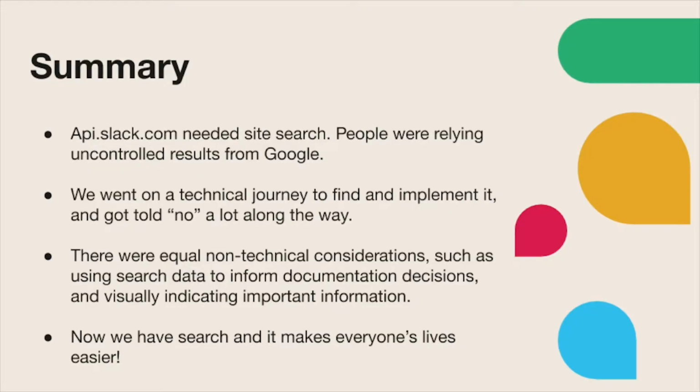To wrap all of this up in a neat little package for us, I'll just tell you what we talked about. api.slack.com needed site search. People were relying on uncontrolled results from Google. To get that site search, we went on a technical journey to find it, and we got told no a lot along the way. There were equal non-technical considerations, such as using data to inform how we were shaping our documentation site and visually indicating important information to users as they searched. Now we have search, and it makes everyone's lives easier.